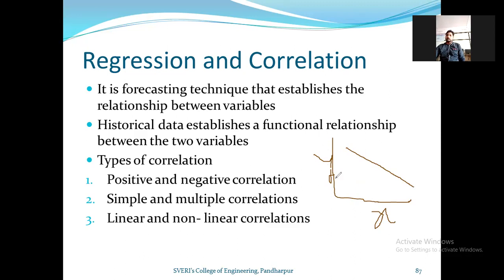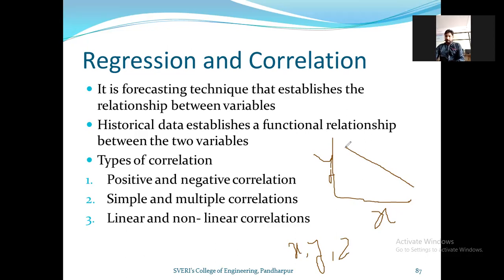Simple correlation. If there are two variables included in a particular correlation, then that correlation will be considered as a simple correlation. If multiple variables like X, Y, Z, more than two variables, are included in a particular correlation, then that correlation will be considered as a multiple correlation.